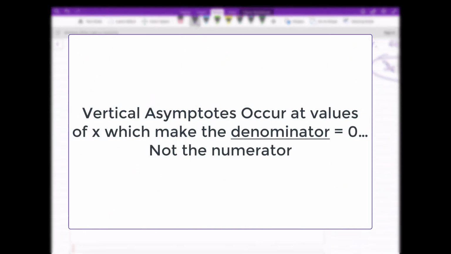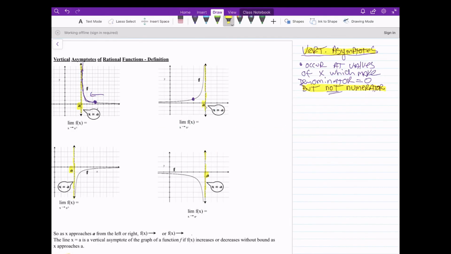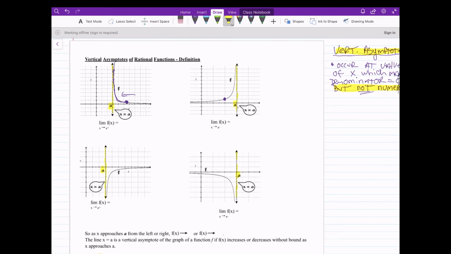So the next thing I want to do, in the handout, is talk about vertical asymptotes. It says vertical asymptotes occur at values of x which make the denominator equal 0, but not the numerator. I've kind of already alluded to this, but we're going to get into a little more detail. I just want to erase this vertical line here.